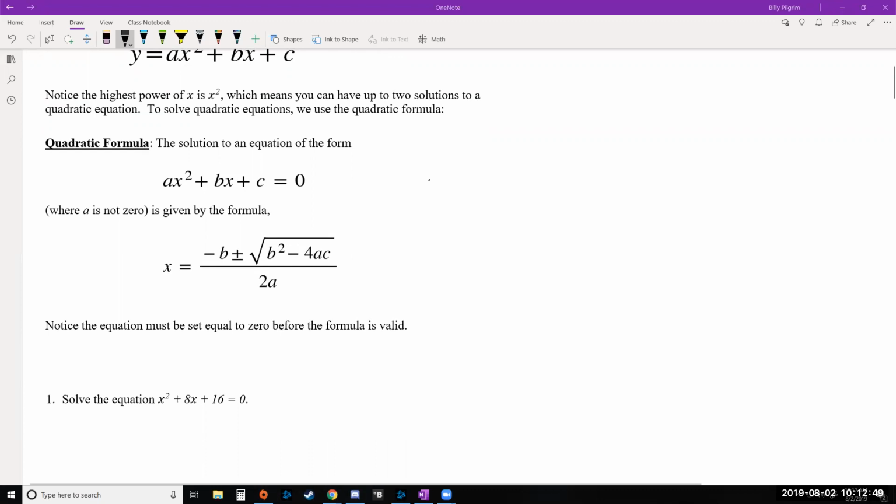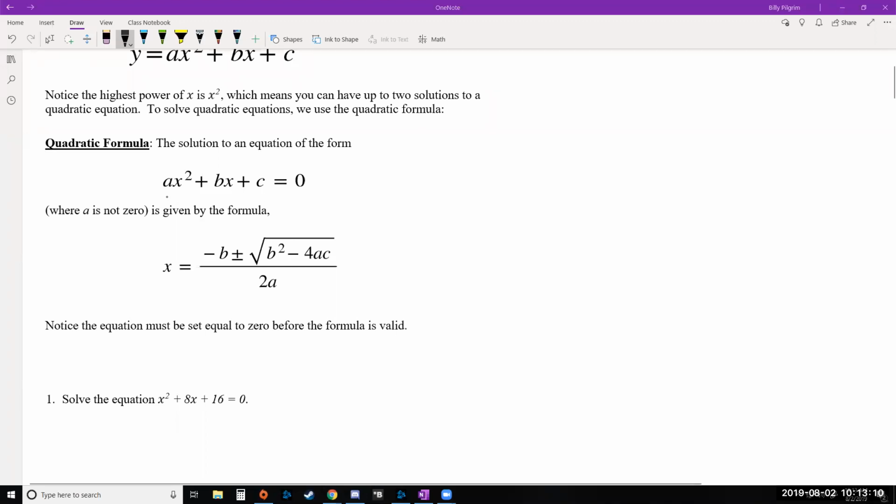Now, we're going to use the quadratic formula, which is given below, this negative b plus or minus the square root, etc. And notice this formula, it looks complicated, but it all involves a's, b's, and c's, which you get from the equation itself. So when you go to solve a quadratic equation, you want to make sure everything is on one side and set equal to 0. And you want to identify your a, b, and c.